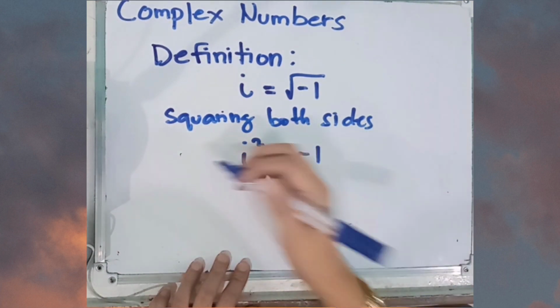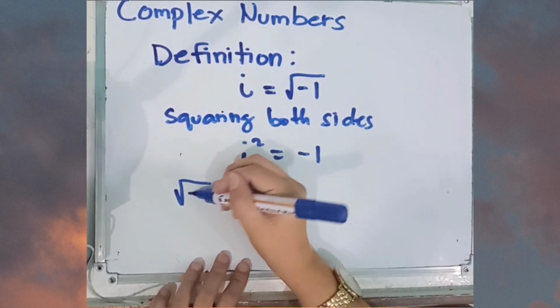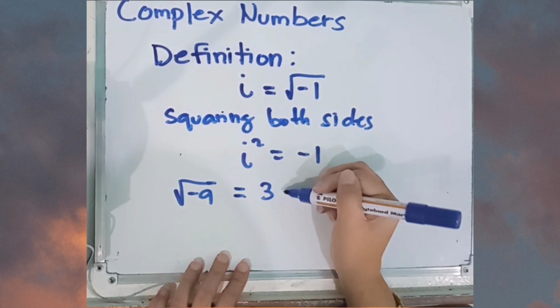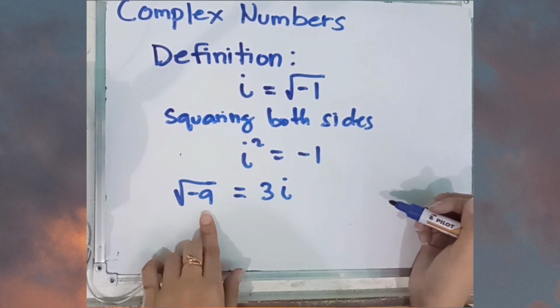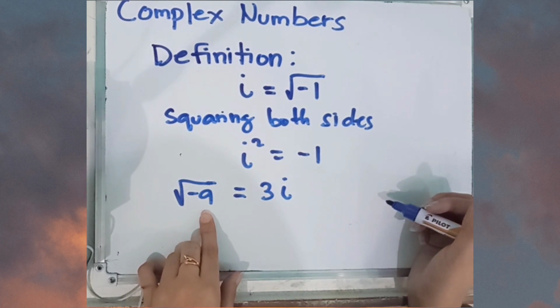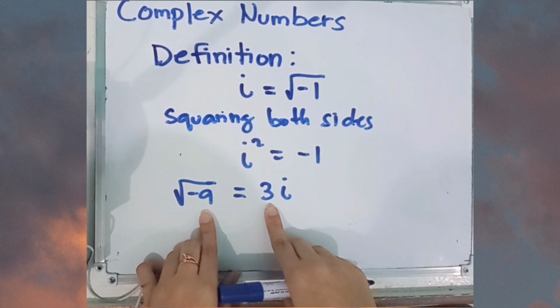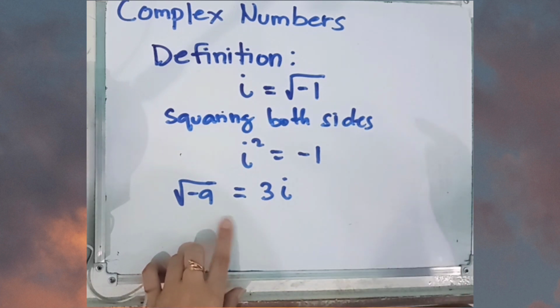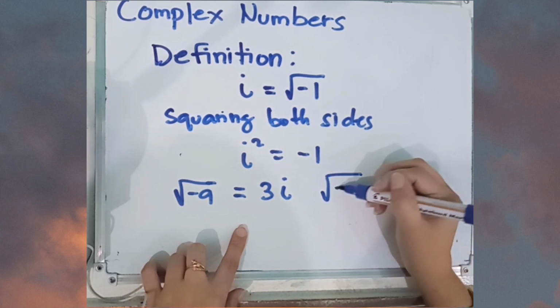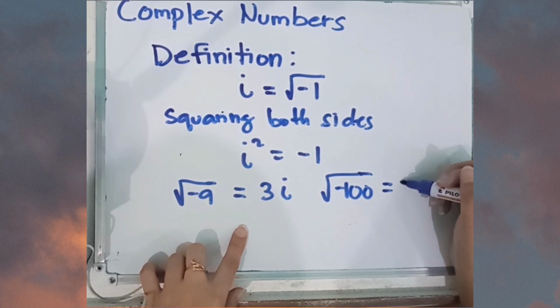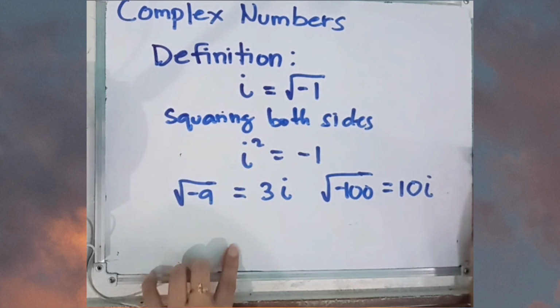So in some way, i is the only number that we can square and get a negative value. Going back, if we have the square root of -9, we can write that as 3i. Why? Because if we apply the rule earlier, we can write this as the square root of 9 times -1. The square root of 9 is 3, and the square root of -1 is i. If we also have the square root of -100, we can simplify that as 10i.